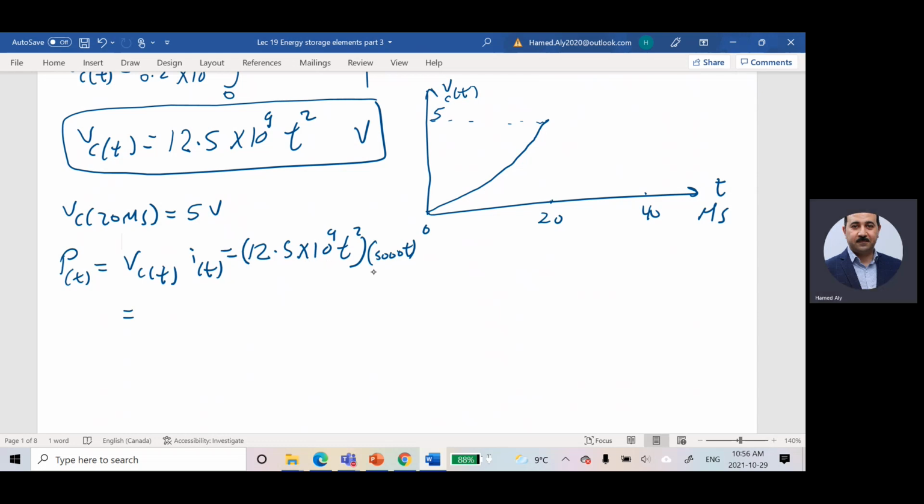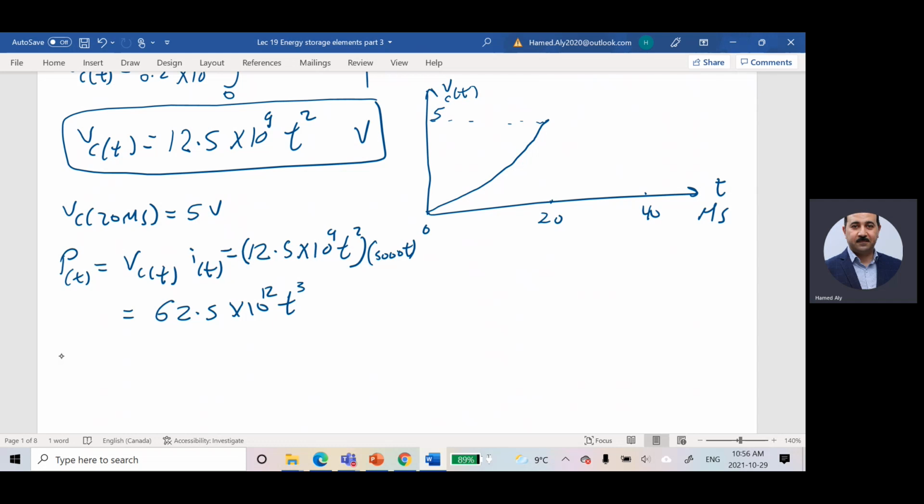So can anyone multiply these two numbers? 12.5 times 10 to the power 9 times 5,000. I think it is 62.5 times 10 to the power 12. Is it right? t to the power 3. And in my notes, I wrote it t to the power 2. So please correct it. It is t to the power 3.